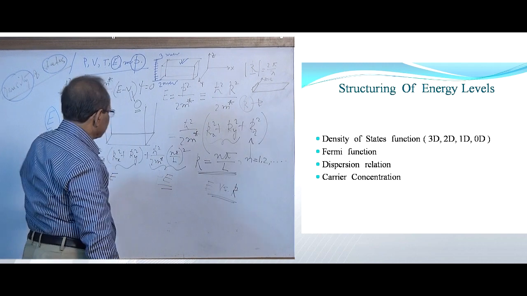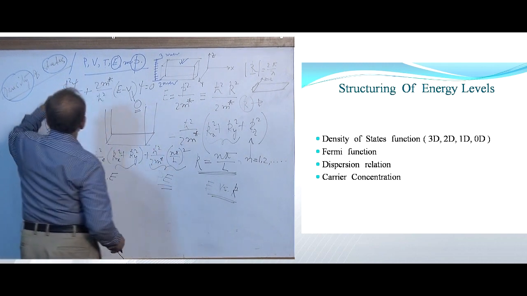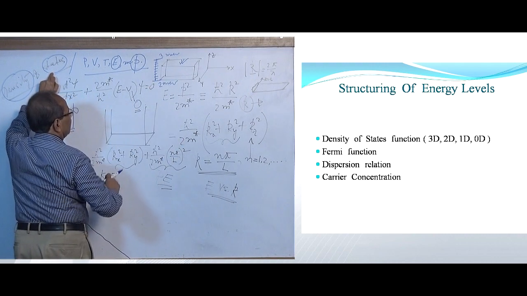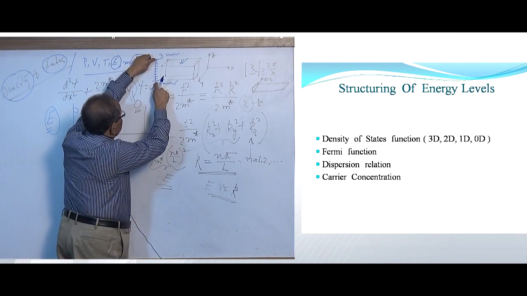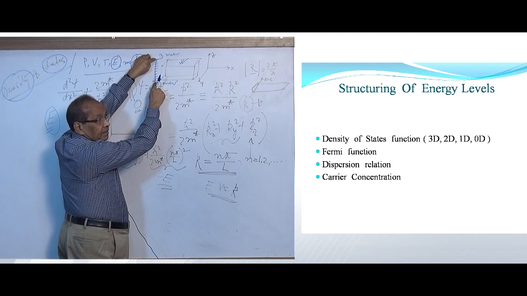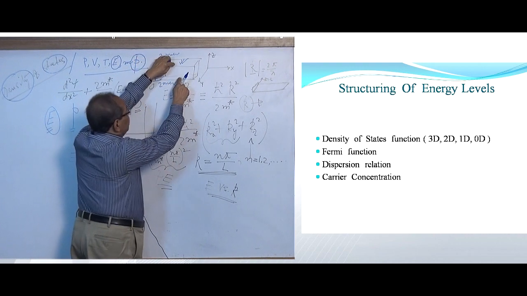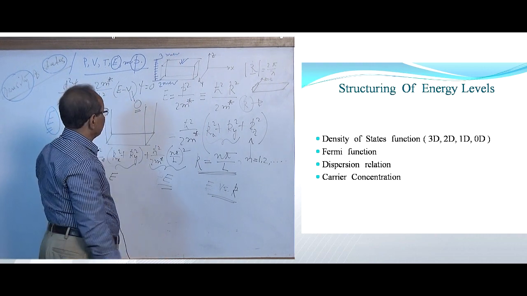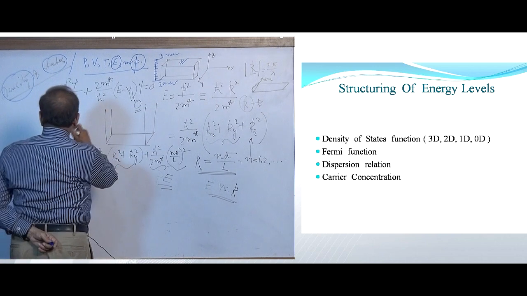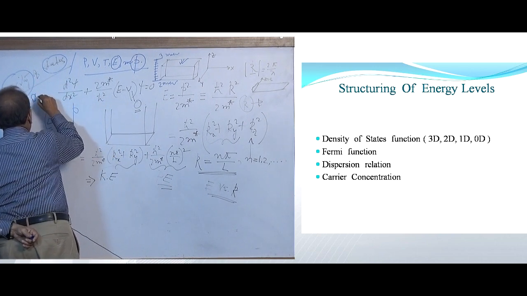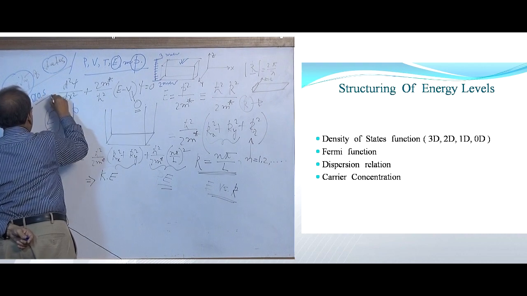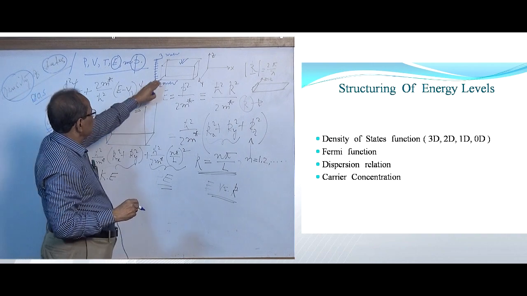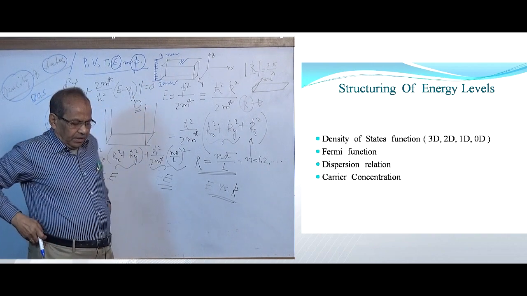Let me repeat this. It is the number of states per unit energy interval per unit physical volume of the specimen. Now this density of states, I am giving the abbreviated form DOS. The definition is like this.